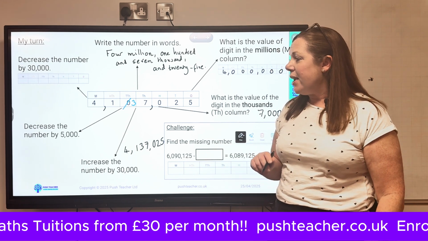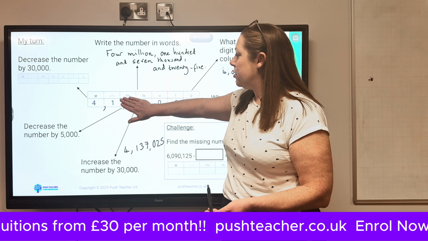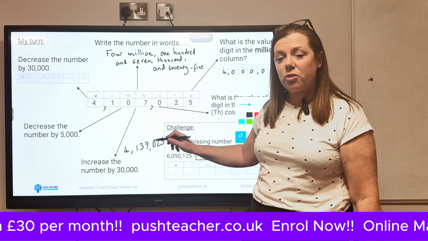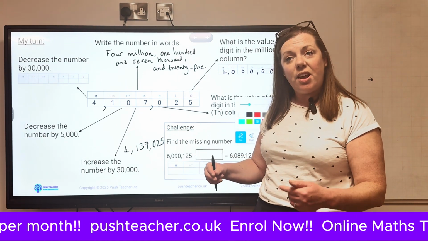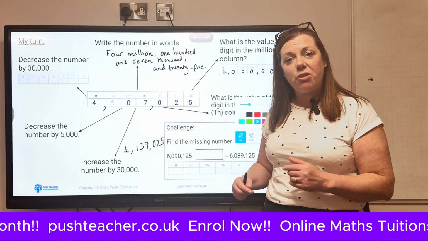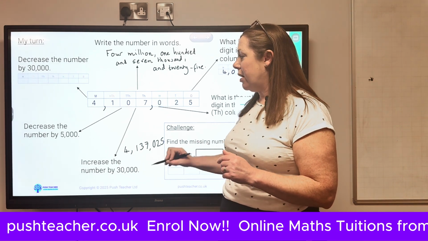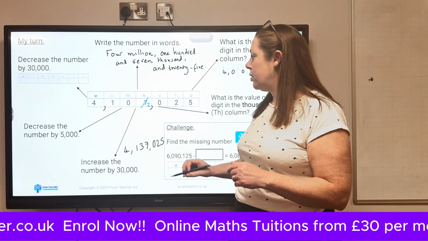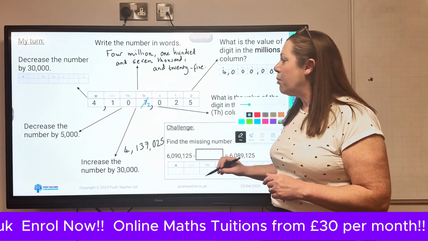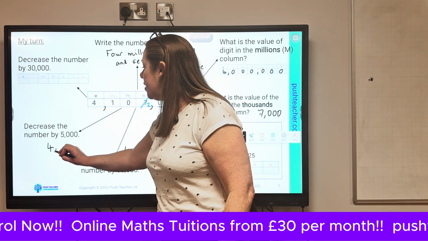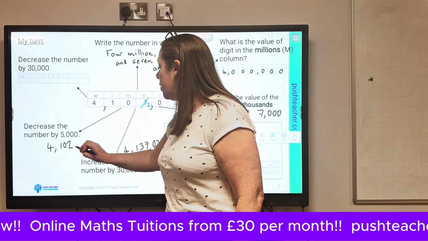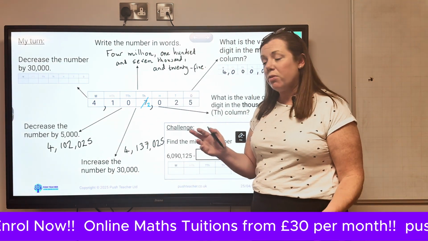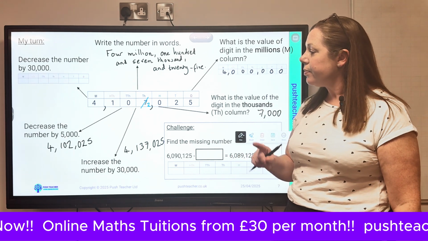Next one, decrease the number by 5,000. So just like before, I go to my thousands column and I'm going to decrease that digit by 5, and that will have the impact of decreasing by 5,000. There's currently a 7, so I'm going to reduce it by 5 to a 2. So my number is now worth 4,102,025, and my hundreds, tens and ones remain completely unchanged.